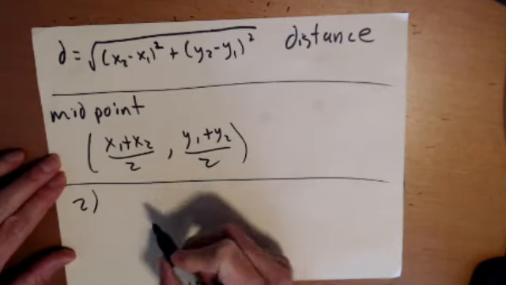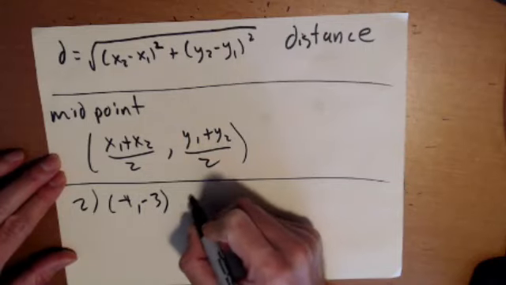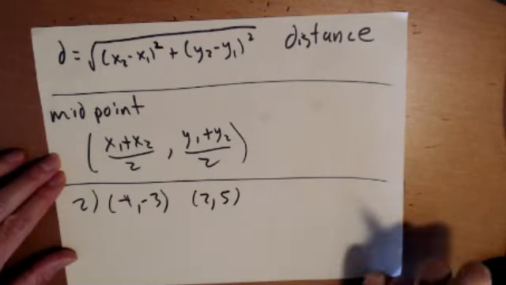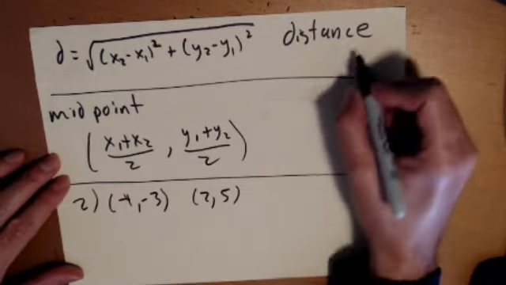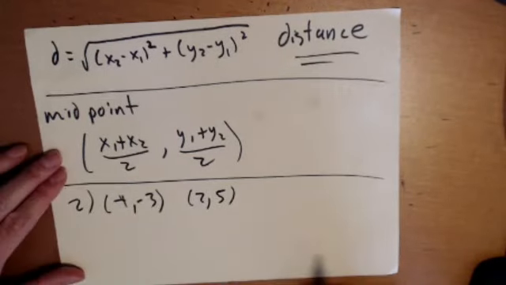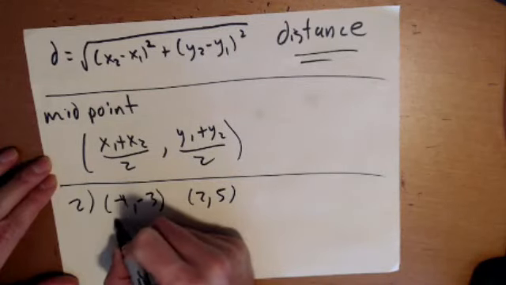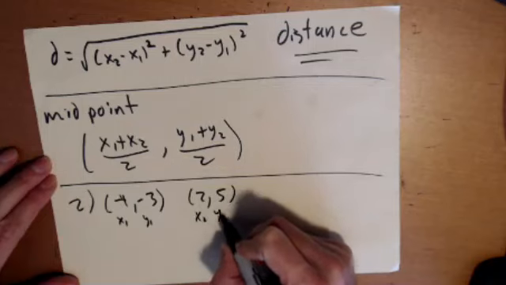Here's number 2. They give you a point, (-4, -3), and another point, (2, 5), and they say find the distance between them, and then round to the nearest tenth if you need to. Okay, so we're just going to use this distance formula right here. I just like labeling things. If this is the first point, point number 1, this is an x1 and a y1. If this is point number 2, this is an x2 and a y2.